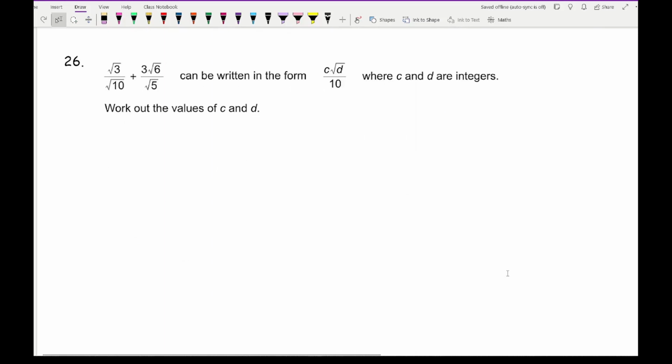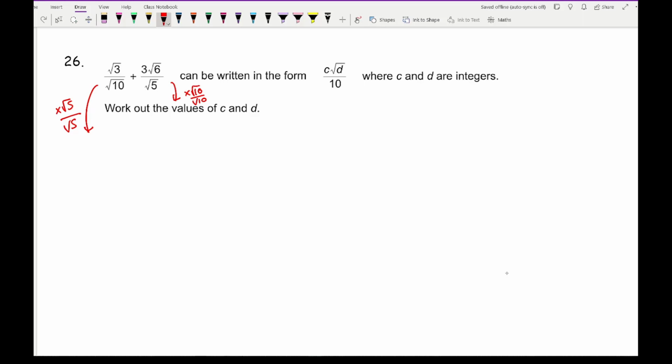Then moving on to question 26, which looks at surds. We want to write this in the form of C root D over 10, where C and D are integers. First things first, we want to get a common denominator. A common denominator here is probably going to be root 50, which is probably the route most students would go. So I'd multiply this by root 5 over root 5, and I'm going to multiply this by root 10 over root 10.